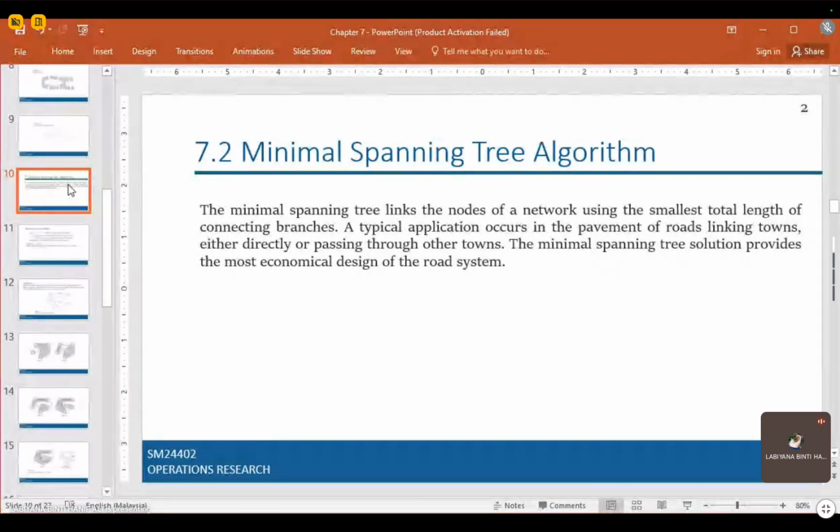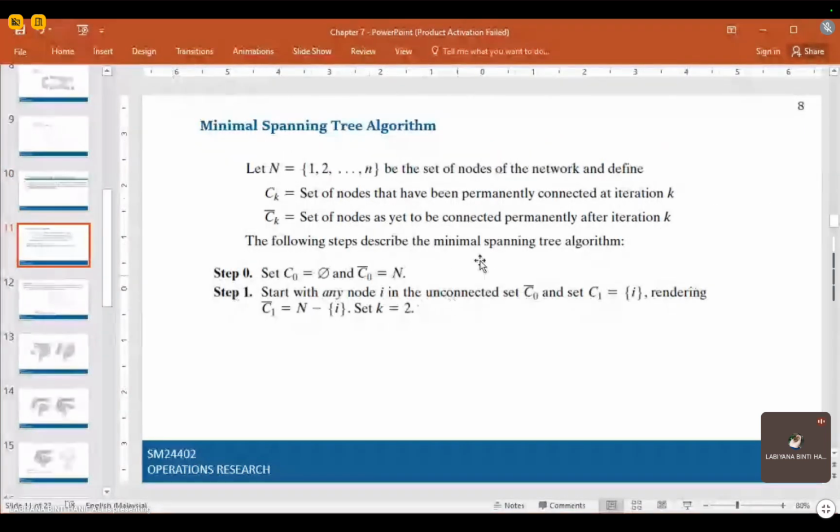The first one, we can use the minimal spanning tree algorithm. Let's look into the definition first. The minimal spanning tree links the nodes of a network using the smallest total length of connecting branches. A typical application occurs in the pavement of roads linking towns either directly or passing through other towns. The minimal spanning tree solution provides the most economical design of the road system. So let's look into the algorithm.